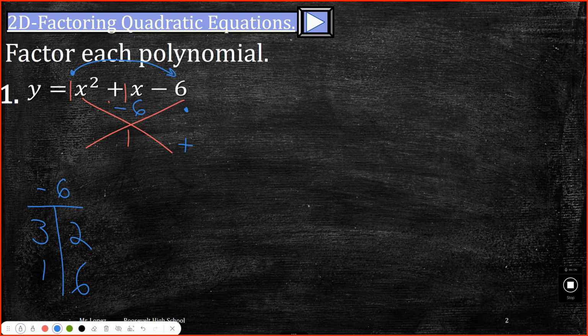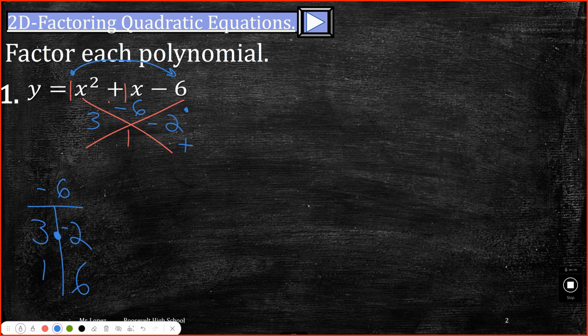Let's see. I think it's going to be right here. So which one is going to be negative? This one. Because I'm multiplying 3 times negative 2, which is negative 6. Yup. And 3 plus negative 2 is 1. Yup. So these are the numbers that go here.